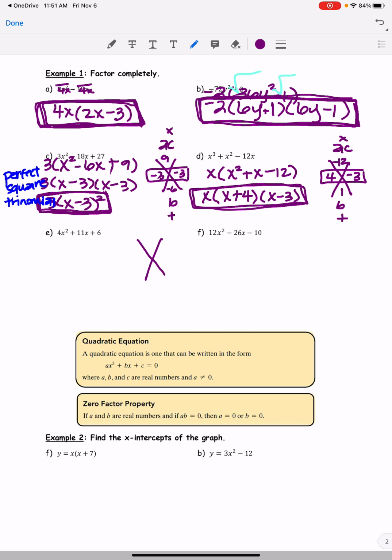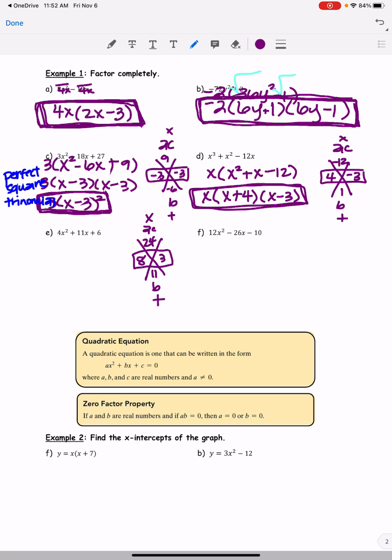Now this is the first one that's a hard one, because why? Because I have a number in front of my squared term. A is more than 1. So my A times C is 4 times 6, and my B term is 11. So what adds up to 11 but multiplies to 24, and that's going to be 8 and 3.